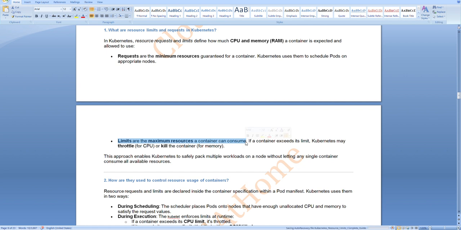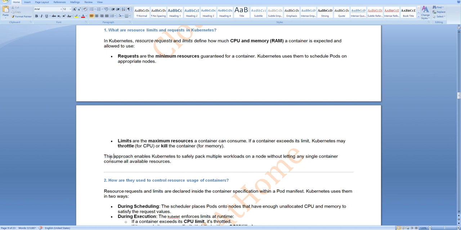Very simple definition: it cannot consume more than the limits you have set up for CPU and memory. If a container exceeds the limit, Kubernetes may throttle it for CPU and kill the container in case of memory. If CPU is exceeding, it will get throttled and your application will be slow. If your memory increases, then it will kill the container, and your pod will be in CrashLoopBackOff.